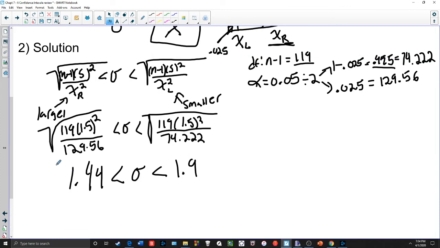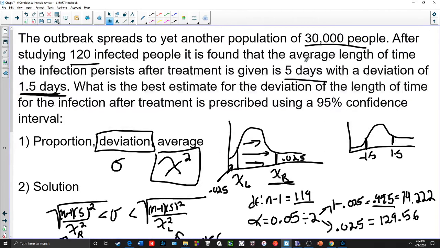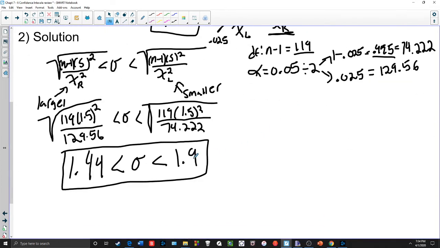So we can estimate the population deviation for the length of infection is somewhere between 1.4 and 1.9 days, based on the data that we have here. So when a person gets infected, we can say that the average length of time that they're going to be infected is 5 days, with a deviation of 1.9 at the most, which is, again, a pretty small amount of give for our deviation there, which means our data is pretty much consistent.